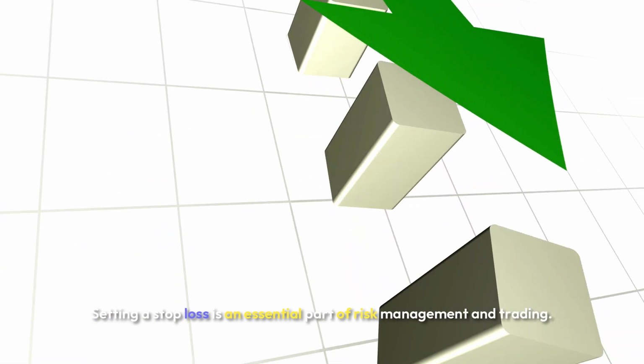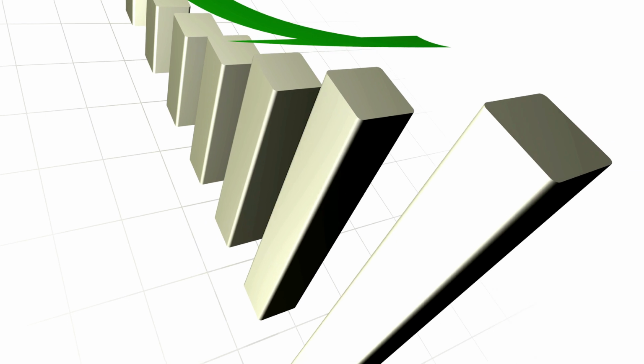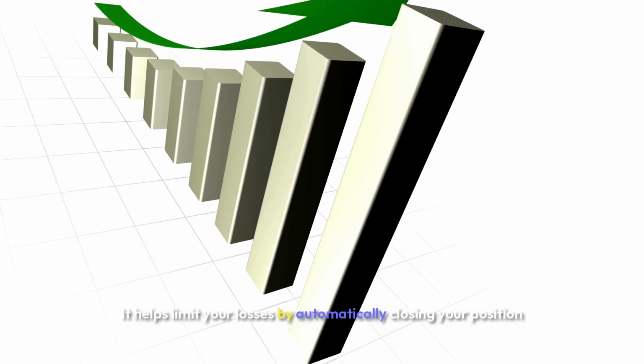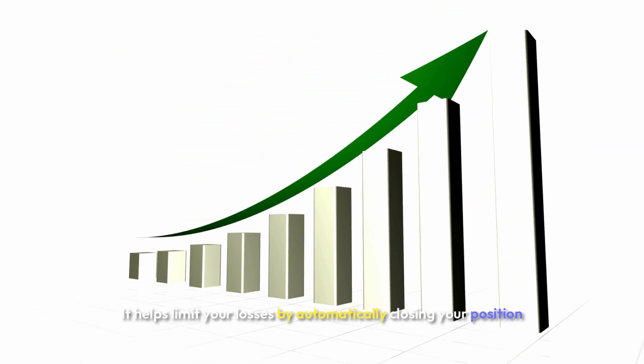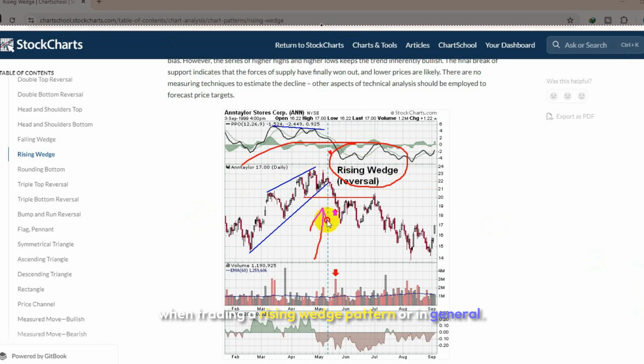Setting a stop loss is an essential part of risk management in trading. It helps limit your losses by automatically closing your position when the price moves against you. Here's how to set a stop loss effectively, particularly when trading a rising wedge pattern or in general.